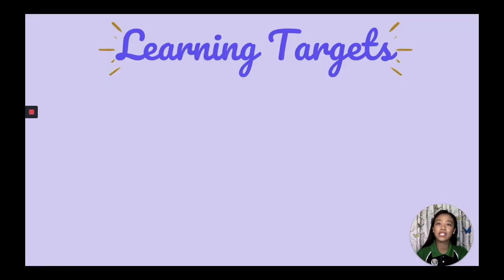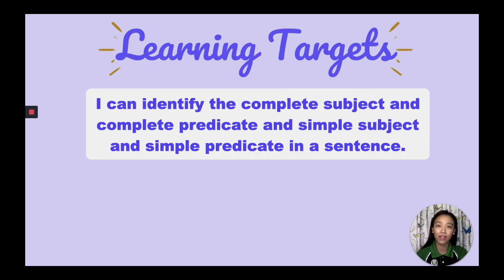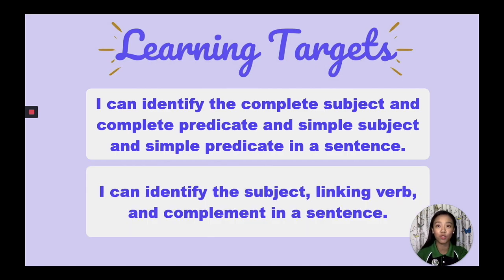That's it for today's asynchronous class. I hope that you have reached the learning targets for today. I hope that you can now identify the complete subject and complete predicate, and simple subject and simple predicate in a sentence. And you can now identify the subject, linking verb, and complement in a sentence. See you in our synchronous class.